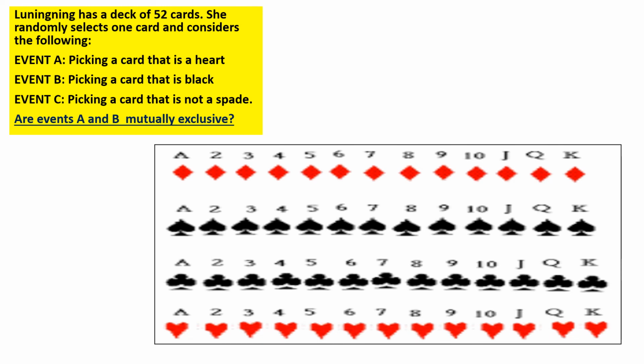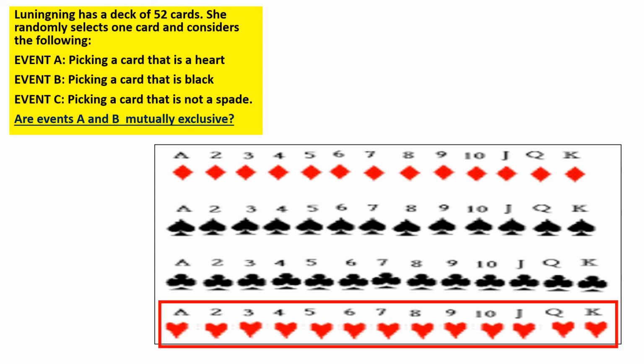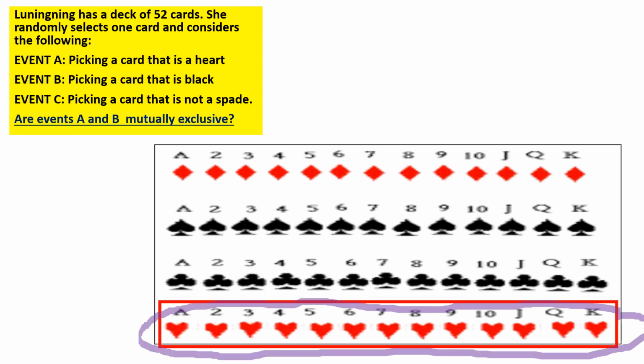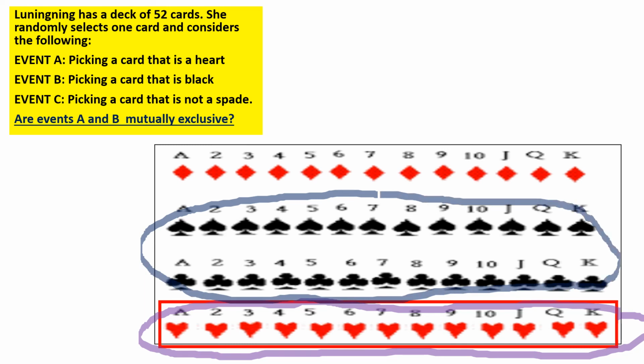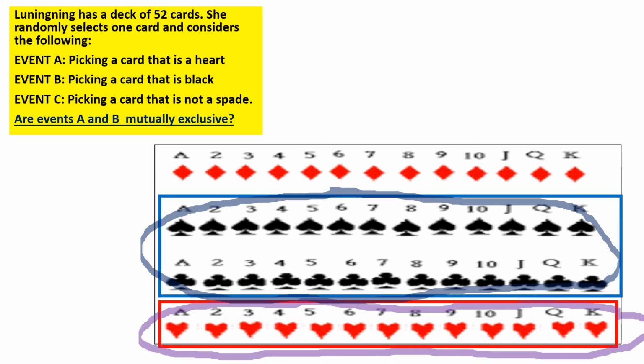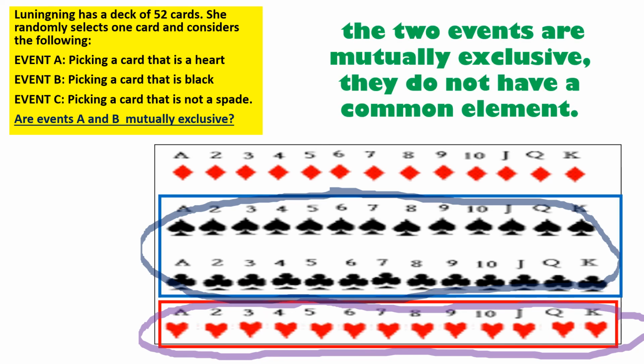So, tingnan natin si A. Sabi ni A, picking a card that is a heart. Saan ba yung mga cards na may heart dyan? Ito lahat na nasa baba. Okay, so sa event B naman, picking a card that is black. Ito naman yung mga black. Ngayon, meron ba silang something in common? Answer is wala. So, the two events are mutually exclusive. They do not have a common element.